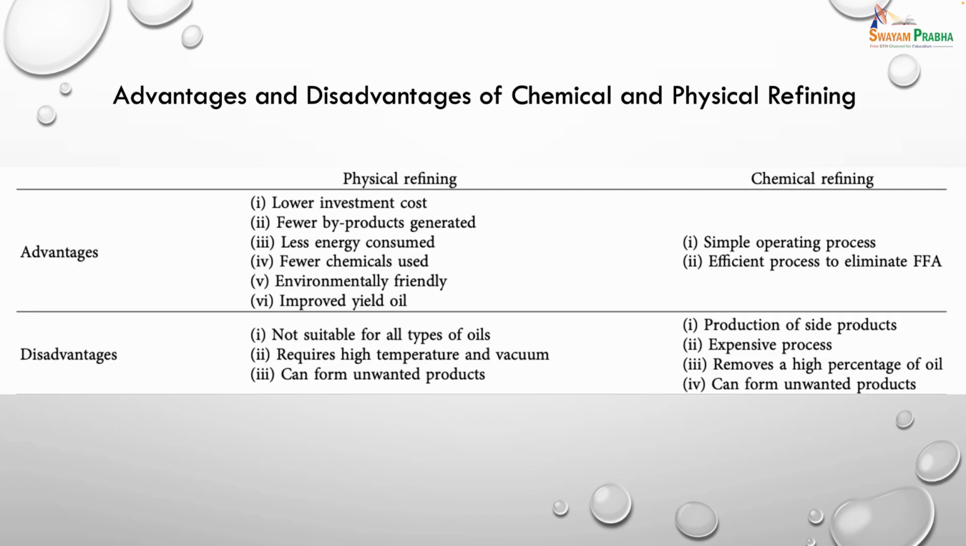Disadvantages of physical refining are: not suitable for all types of oils, second, requires high temperature and vacuum, and third, can form unwanted products. The disadvantages of chemical refining are production of side products, expensive process, removes a high percentage of oil, can form unwanted products.